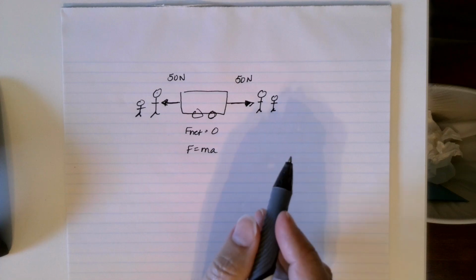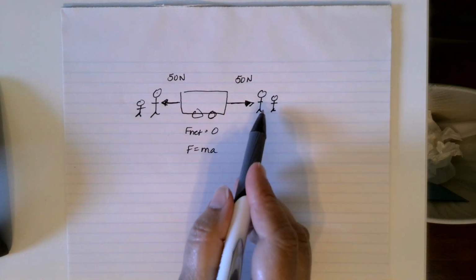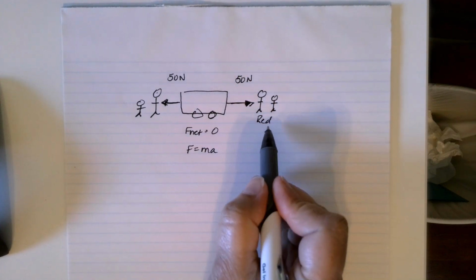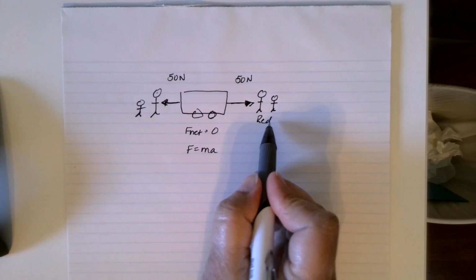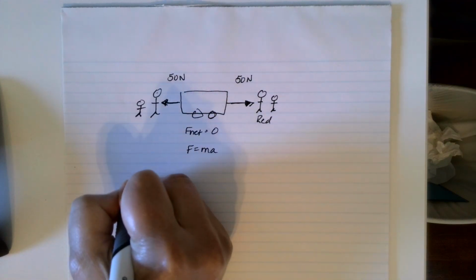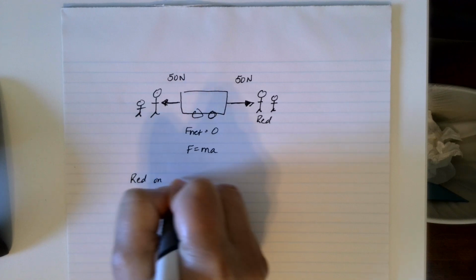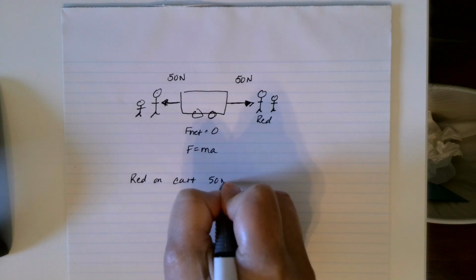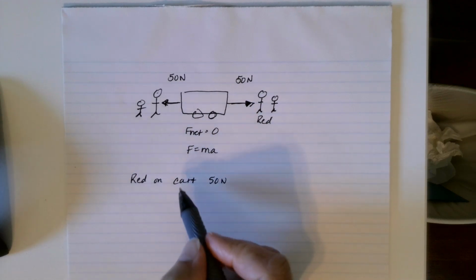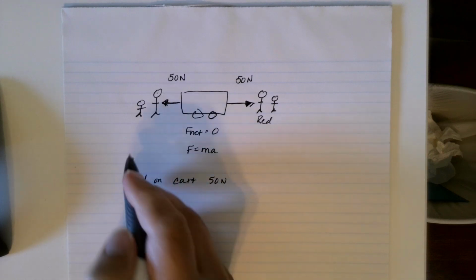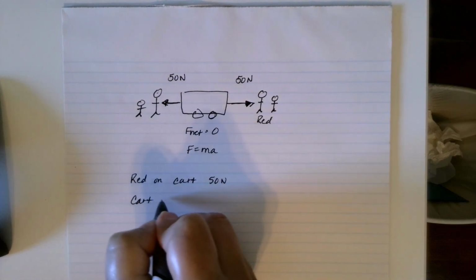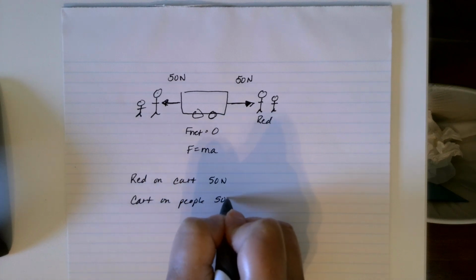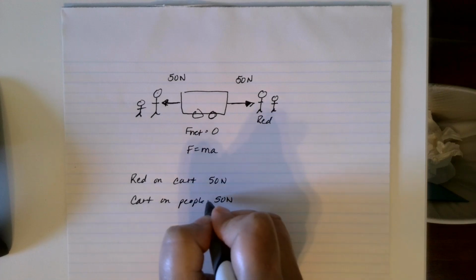So let's say one of my forces is, we'll say these are the red people. I have the red people pulling on the cart. This was a force of 50 newtons. That means the paired force that goes with this is the cart on the people, and those would be equal and opposite.